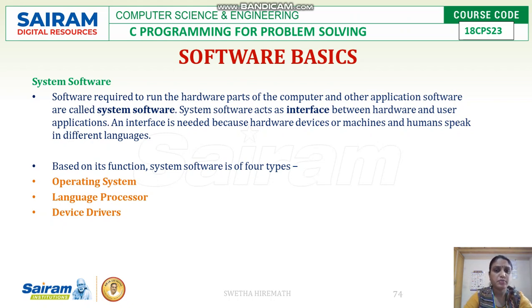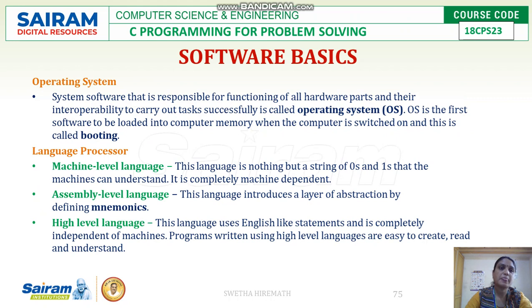An interface is needed because hardware devices or machines and humans speak in different languages. In order to communicate what exactly the user wants to the machine or computer system, system software is required. Based on its function, system software is divided into three different types: operating system, language processor, and device driver.